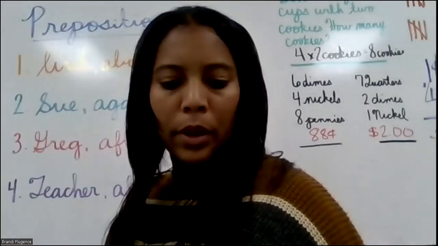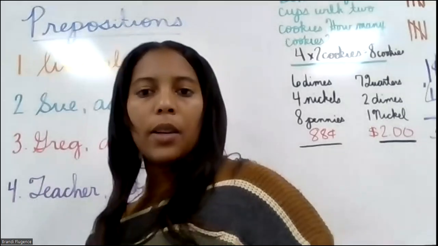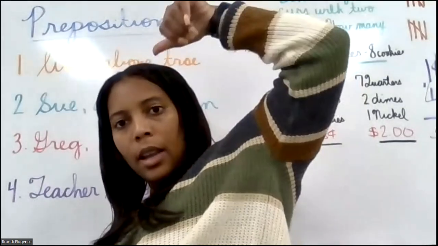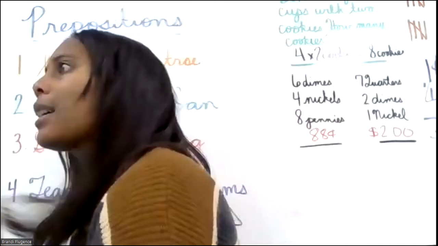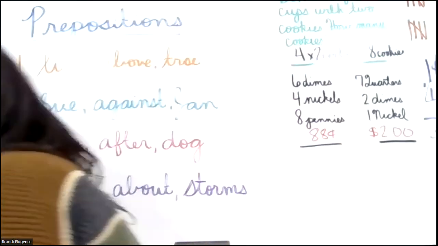All right. Number 3. What are the 3 growth stages of a grasshopper? Egg, nymph, adult. Yes, egg, nymph, adult.